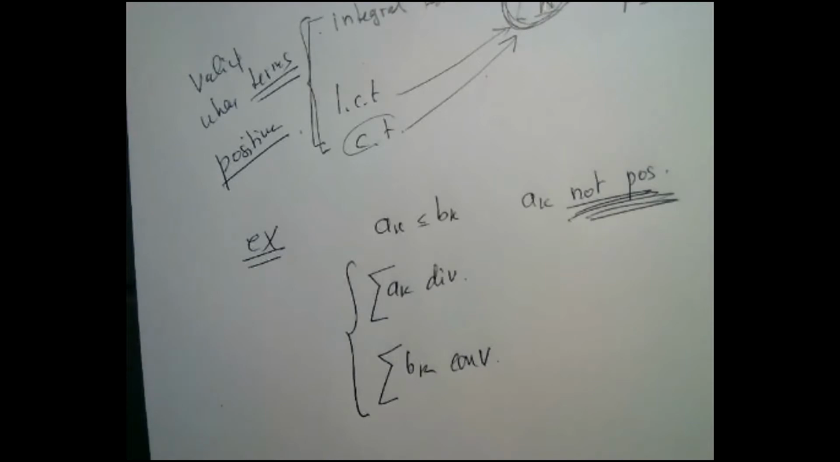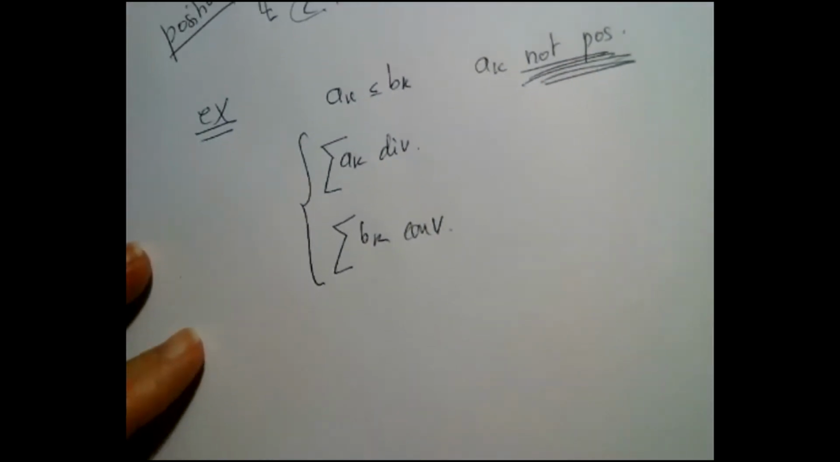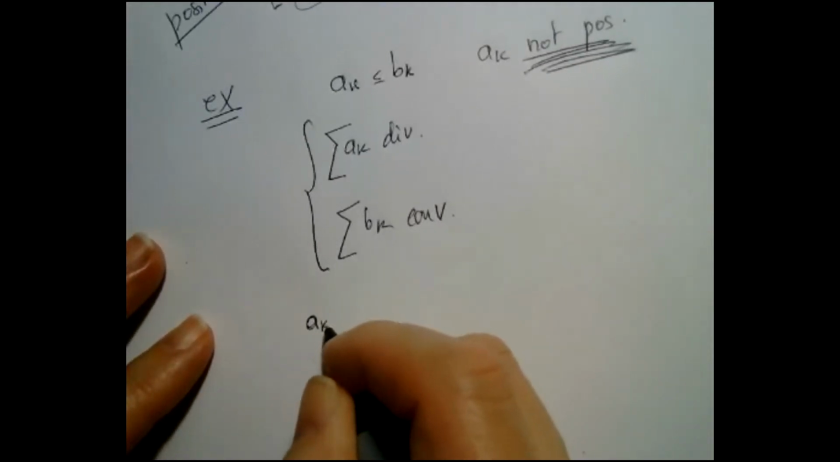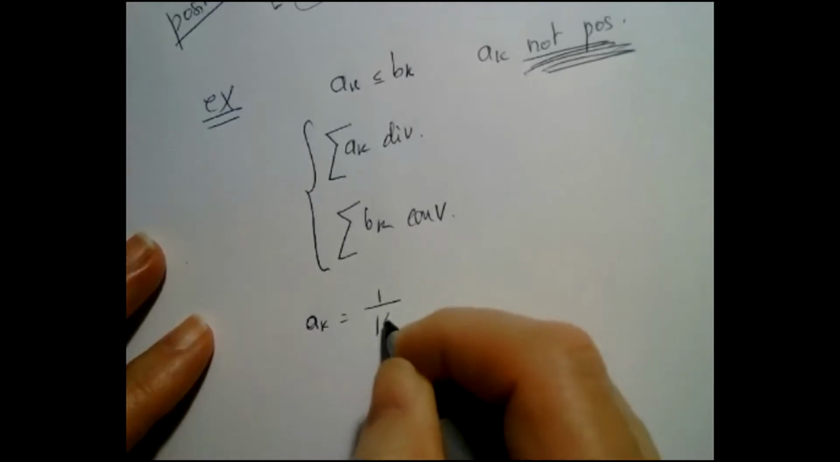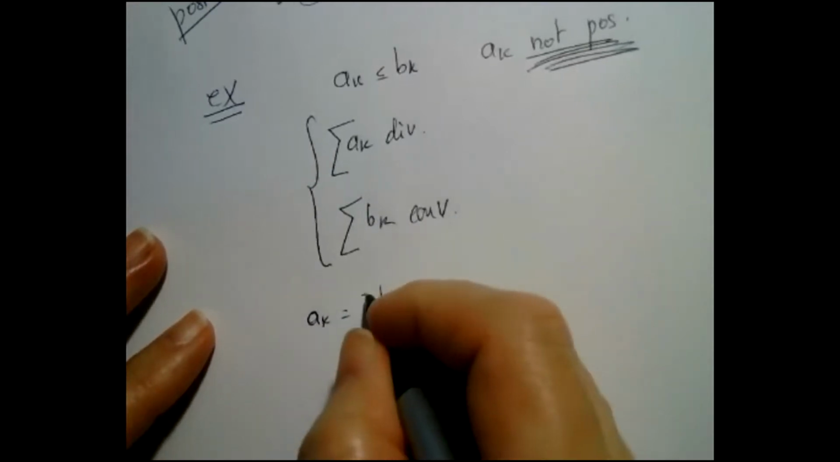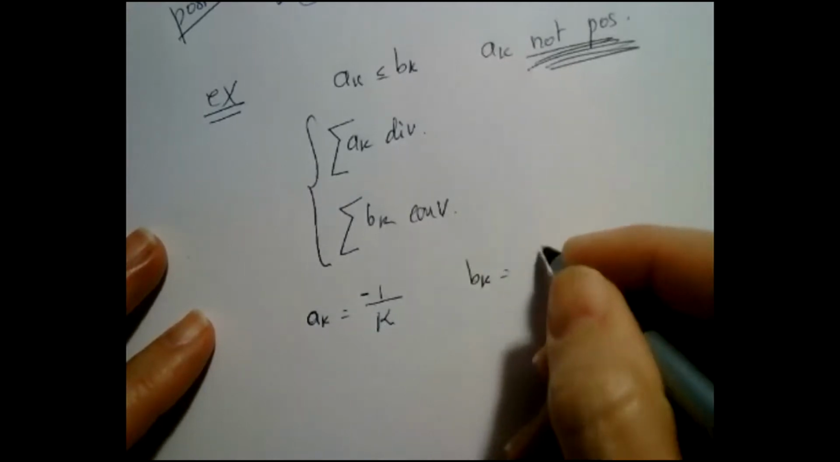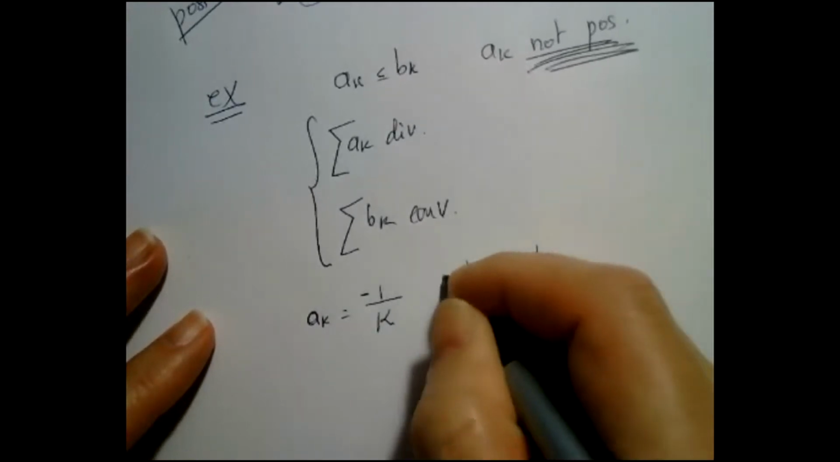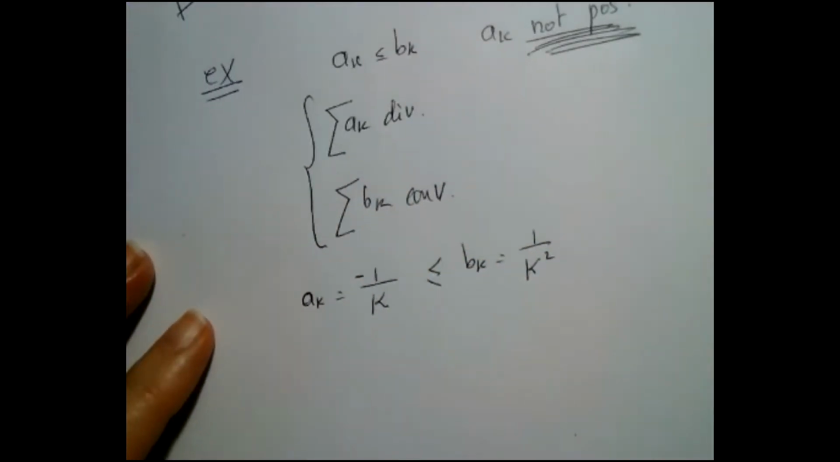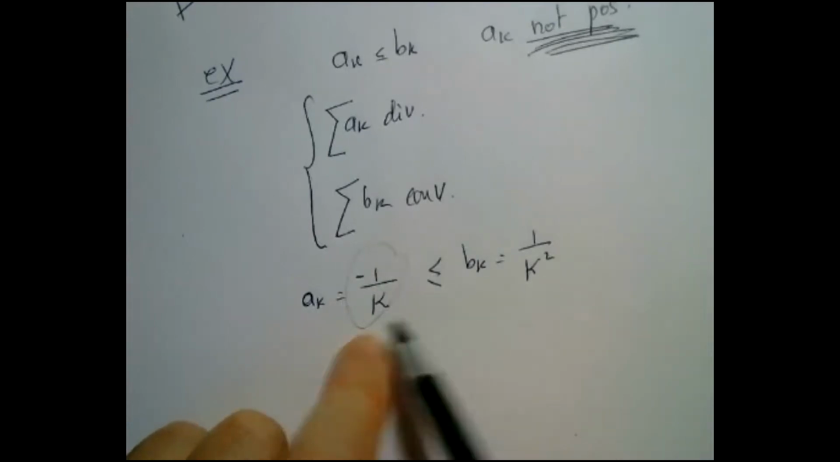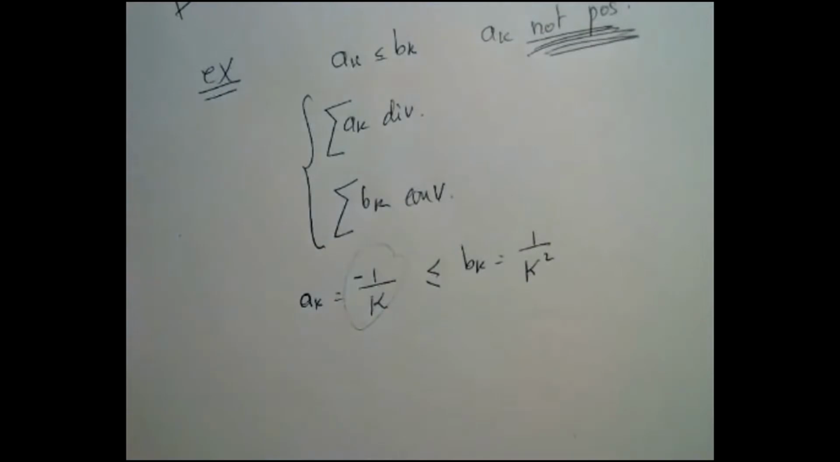Okay, all right. Anybody else? Okay, here's an example. One of your classmates tells me, take a_k to be minus 1 over k, and take b_k to be 1 over k squared. This definitely holds because minus 1 over k is negative, and this is positive. So a_k is less than b_k.